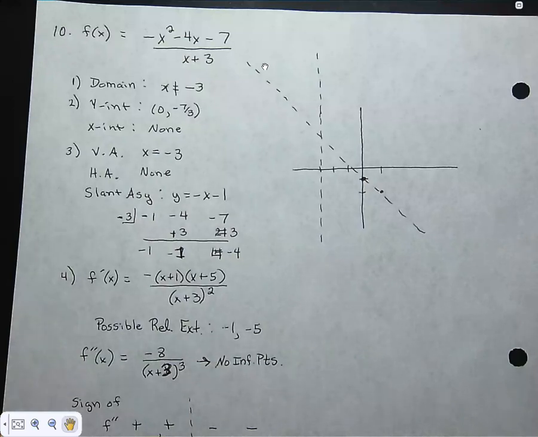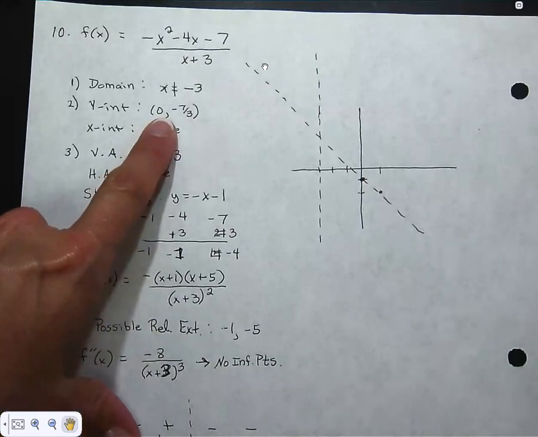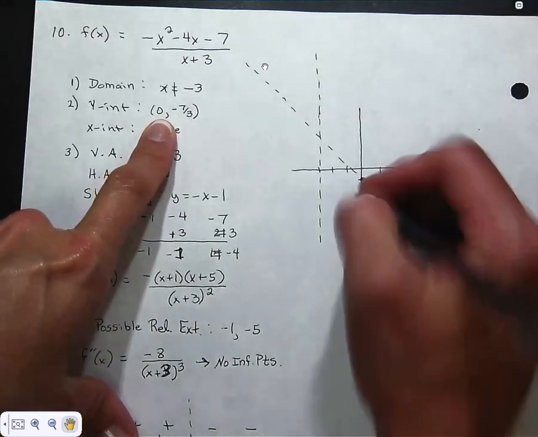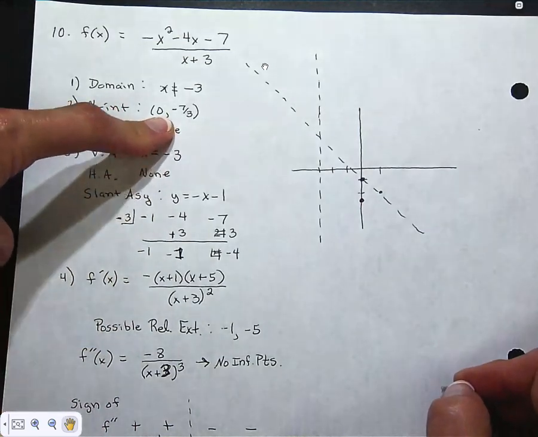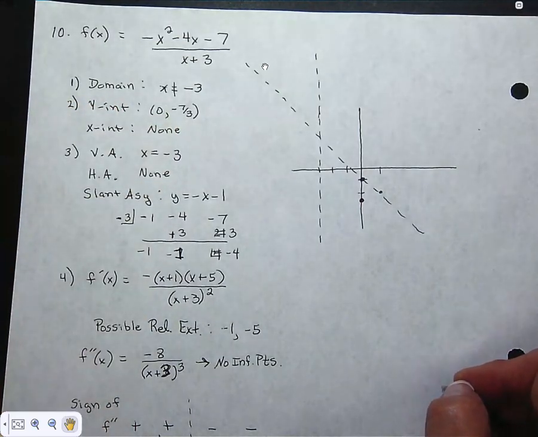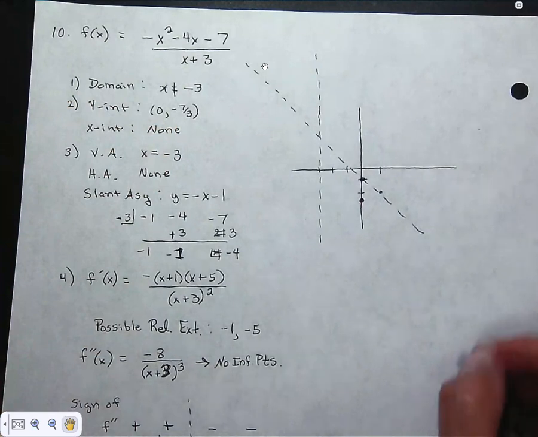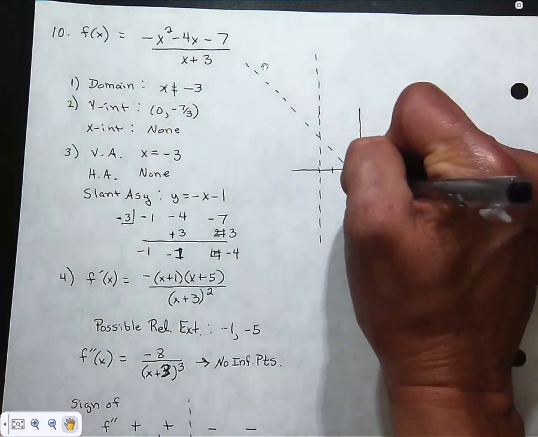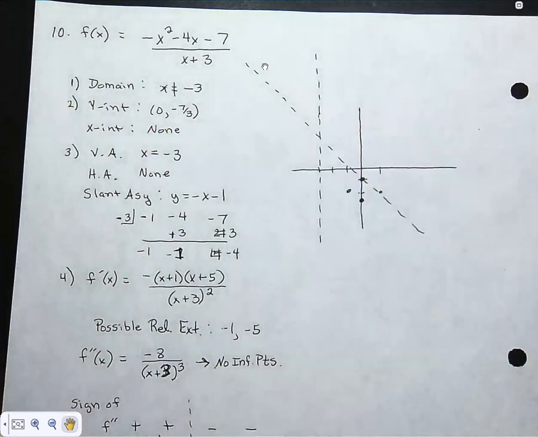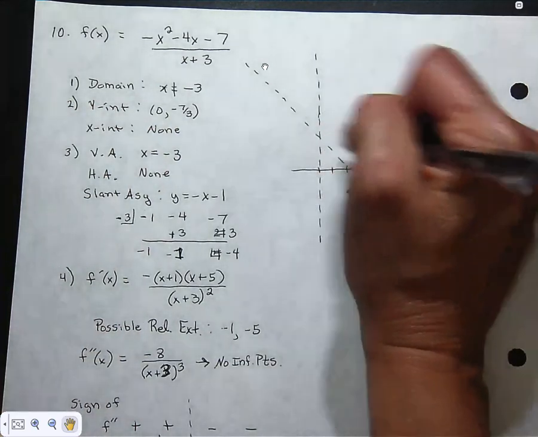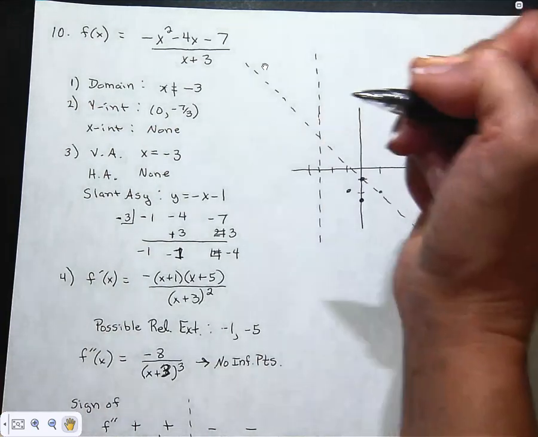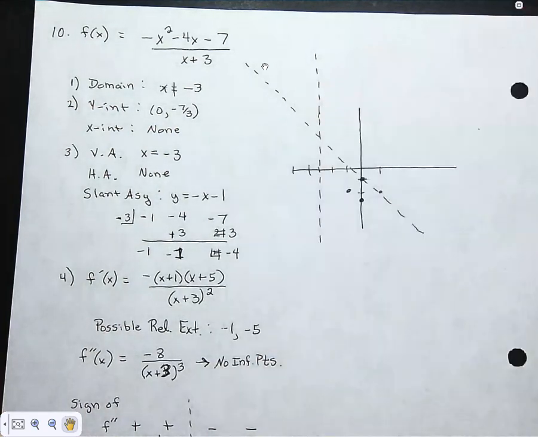Now, what points do we have? The y-intercept is a little below -2. What other points do we have? Relative max is -1, -2. Relative min is -5, +6.